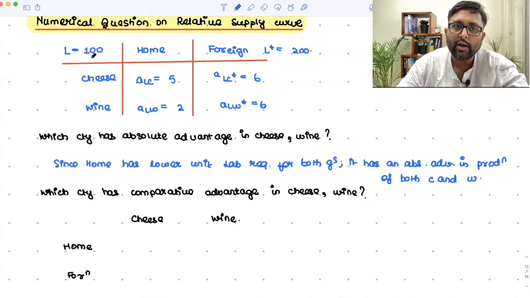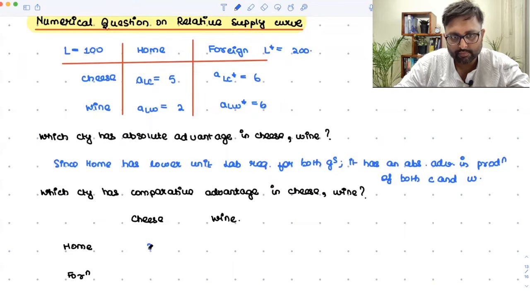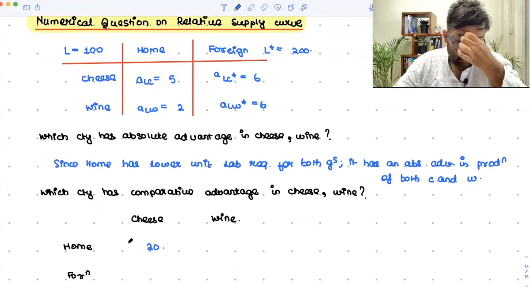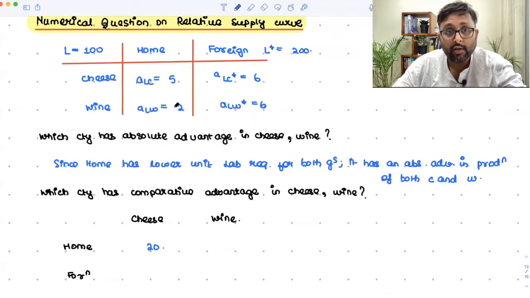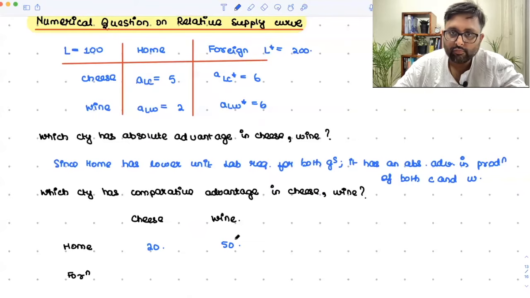Home country has a total of 100 hours of labor as the endowment. And it is using 5 hours of labor to produce a unit of cheese. So with 100 hours, if it uses its entire labor hours for cheese production, it can produce 20 units of cheese. Or, home country uses 2 hours of labor to produce a unit of wine. So with 100 hours of labor, it can produce 50 units of wine. Fair enough.